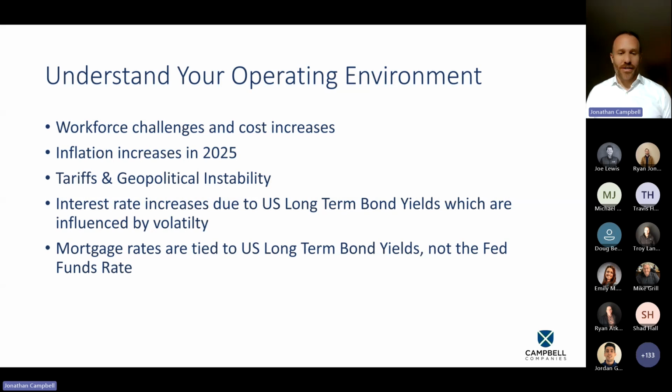But interest rates will stay high relative to where they have been the last couple of years due to U.S. long-term bond yields, and those are influenced by volatility. The more volatility and instability there is, those bond yields go up to account for that risk. And then the last thing I'll say is that I've heard a lot of people ask, why haven't mortgage rates gone down because the Fed lowered rates? Mortgage rates are tied to the U.S. long-term bond yields, not to the federal funds rate. So if you want to see what mortgage rates are going to do, look at the 10-year bond. That's what's going to tell you more than anything. That is what it's mostly tied to. It's not the Fed funds rate.